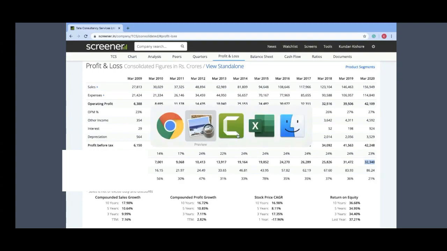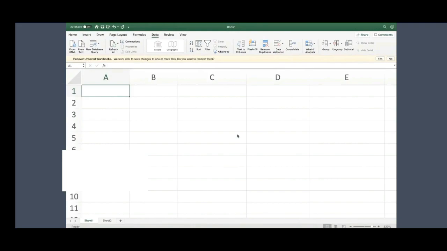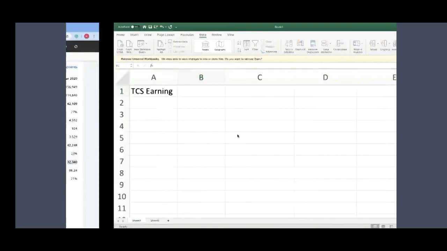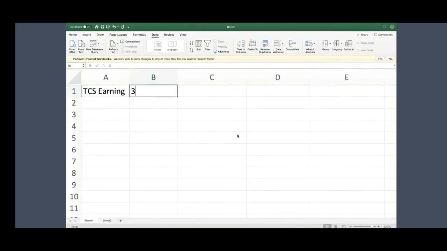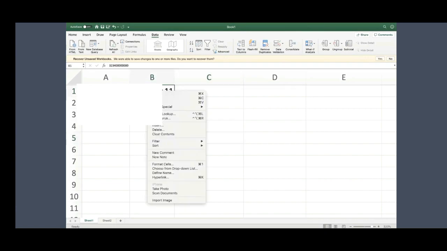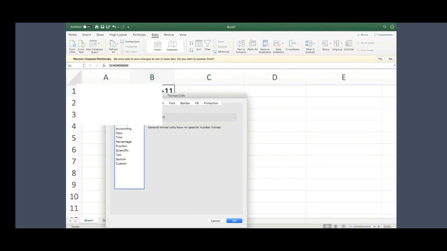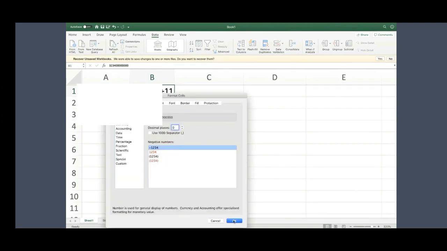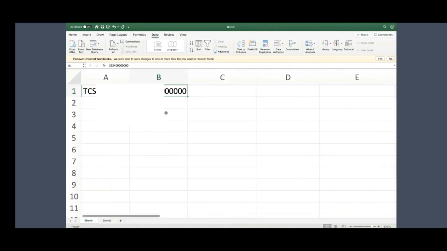So what we can do is open an Excel sheet and write the earning of TCS. TCS earning, how much is it? 32340. But this is in crore, so you have to apply seven zeros: 2, 3, 4, 5, 6, 7. Now this is TCS earning. You have to format it as a number with zero decimals, and this will get formatted. So this is your TCS earning.